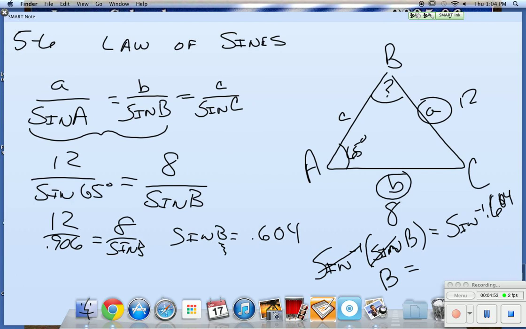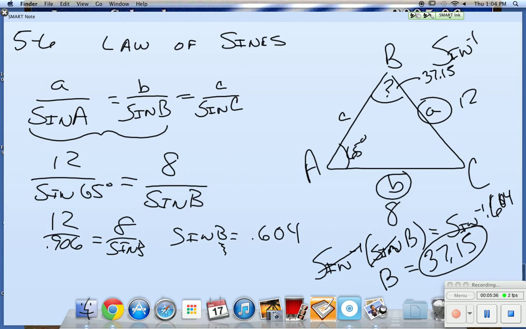What's that? Sine to the -1. Inverse sine looks like this. 37.15? What is it? 37.15? The angle is 37.15. We'll just put 37.15. So that would be our degrees right here, 37.15. That's how we figured it out using the law of sines.